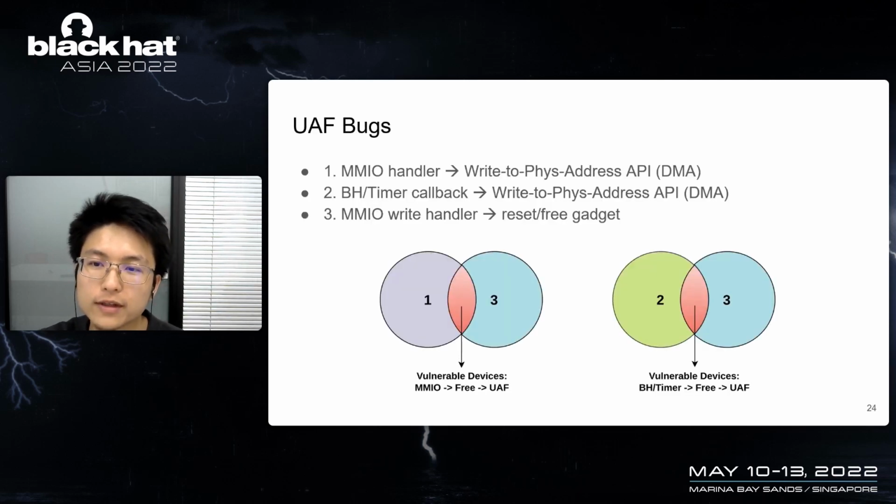For example, we can find a path from an MMIO write handler to a reset function in the EHCI controller. Now we know three types of paths: from MMIO handler to DMA write, from BH timer callback to DMA write, and from MMIO write handler to device reset function. To find devices which may have UAF flows caused by direct recursive MMIO, we can calculate the intersections of those paths manually. For example, if there are type 1 and type 3 paths in device A, then device A may have UAF flows.